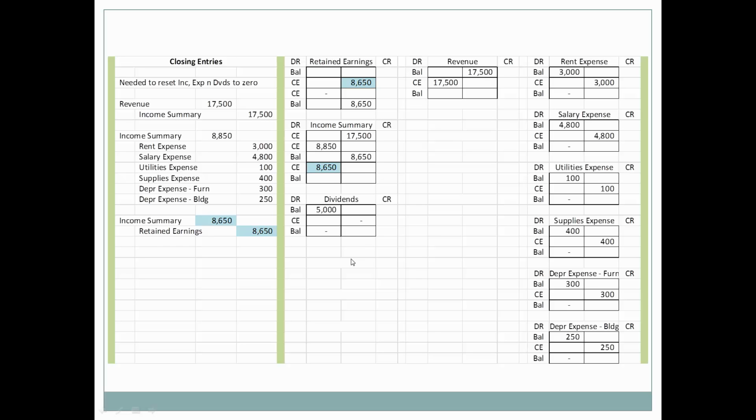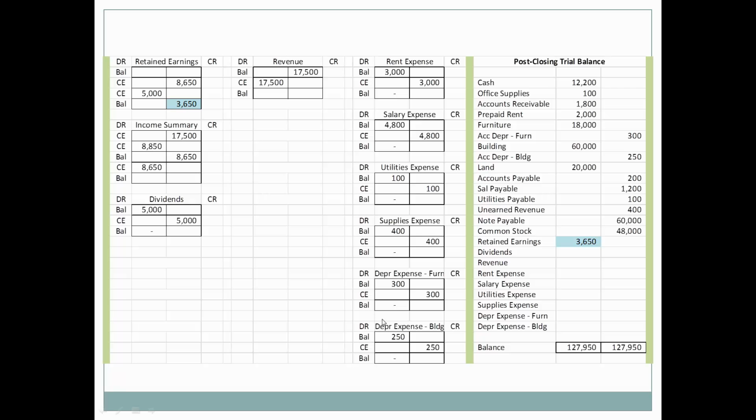Our last one is to close out dividends. And so we're going to close out dividends to retained earnings and credit dividends in order to zero it out. So we had a beginning balance of $5,000, a closing entry of a credit of $5,000. Now this means that dividends are zero. We're going to use this closing entry and post it to the retained earnings account as a debit, which means that the ending balance in retained earnings will be $3,650.